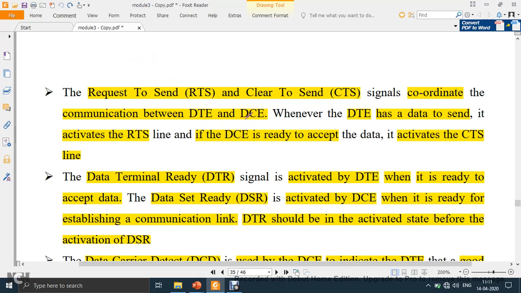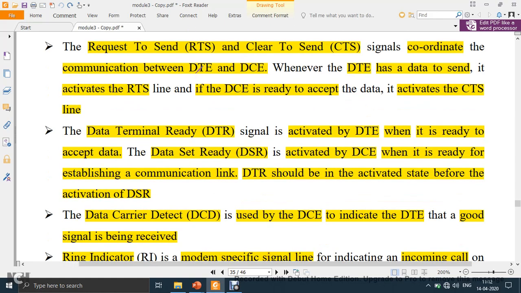And if DC, the second device, the device which responds, is ready to accept the data, once DT sends the RTS signal, it activates the CTS. It is clear to send. So one device is asking whether the other device is ready to accept the data, and the other device says yes using the CTS signal. So that is the use of RTS and CTS.